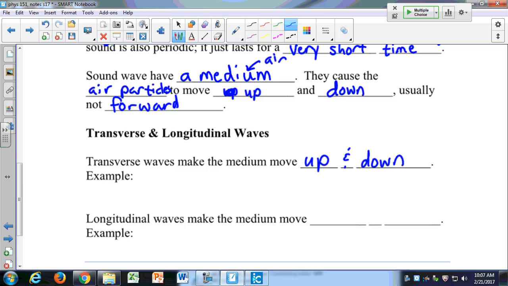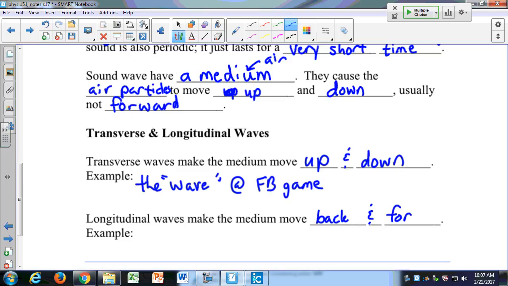All right, so longitudinal waves make the medium move back and forth. This is like the wave at a football game. At a football, not Facebook, at a football game. The longitudinal waves make the medium move back and forth. And this is like the hug at a football game. Coming soon to a stadium near you. All right, the hug.